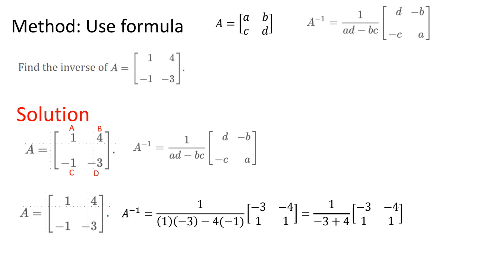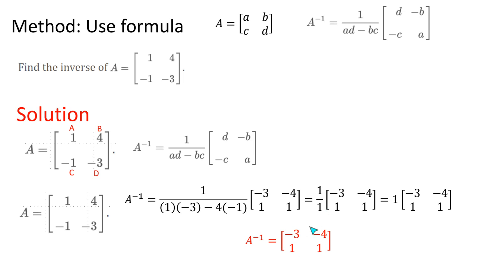Now we're going to simplify. So 1 times negative 3 is negative 3. And then negative 4 times negative 1 is positive 4. Negative 3 plus 4 is 1. And 1 divided by 1 is 1. So 1 times the matrix would just be itself. So this is our inverse.